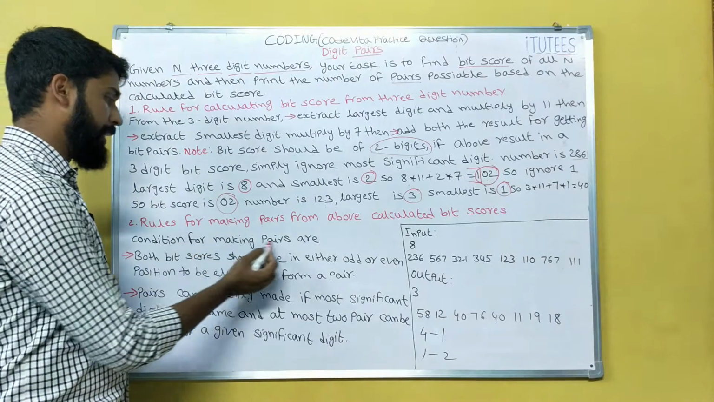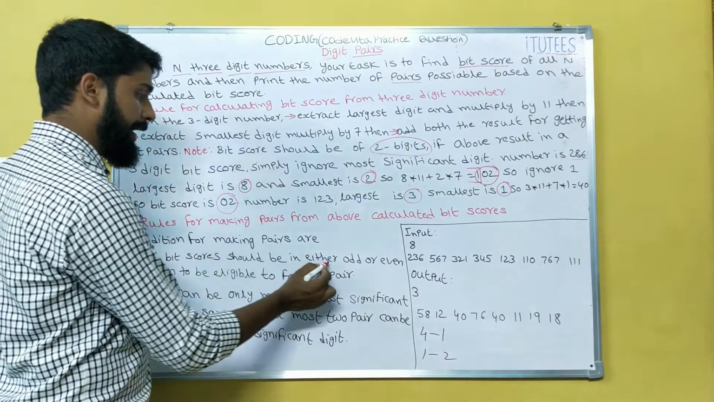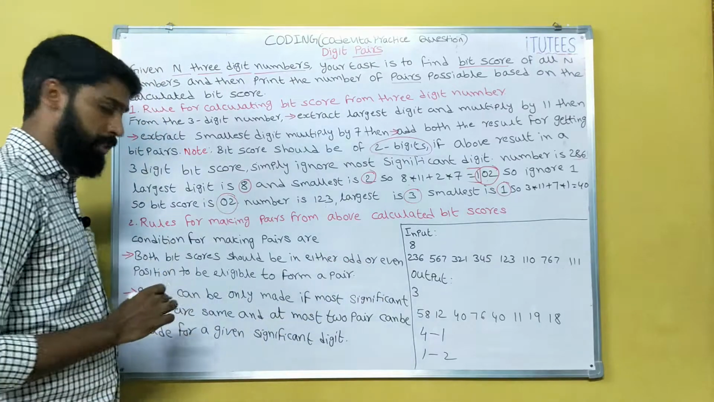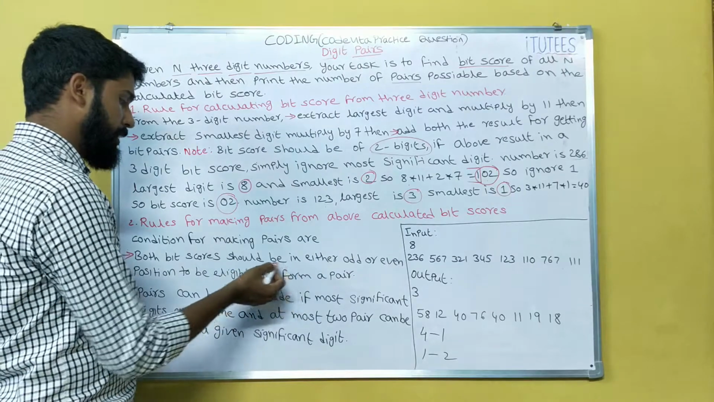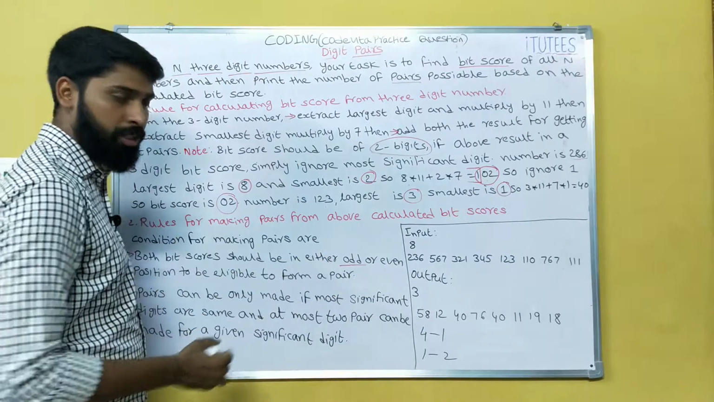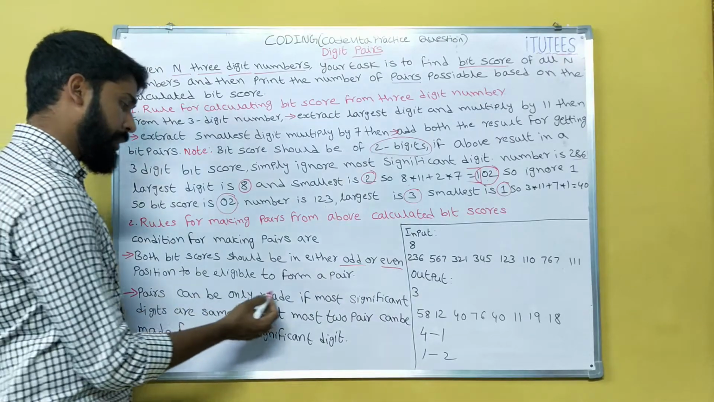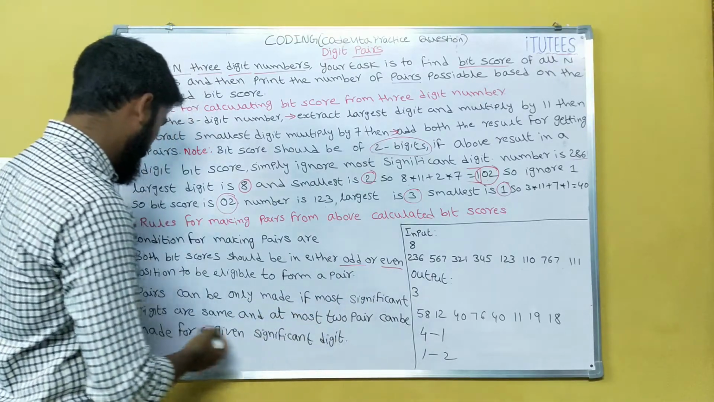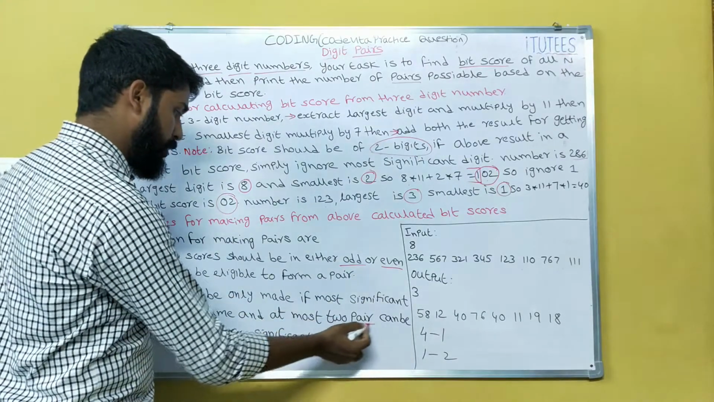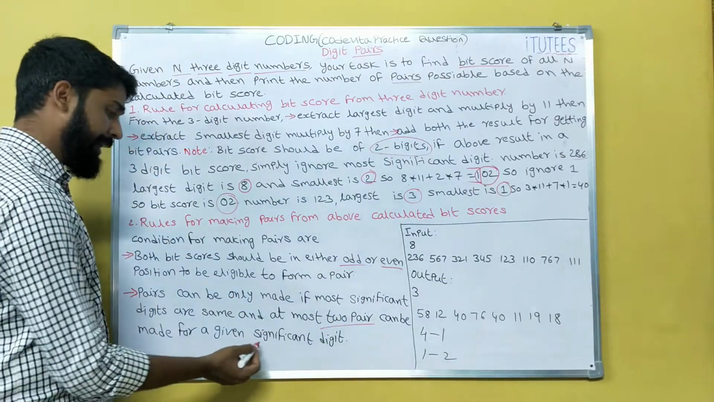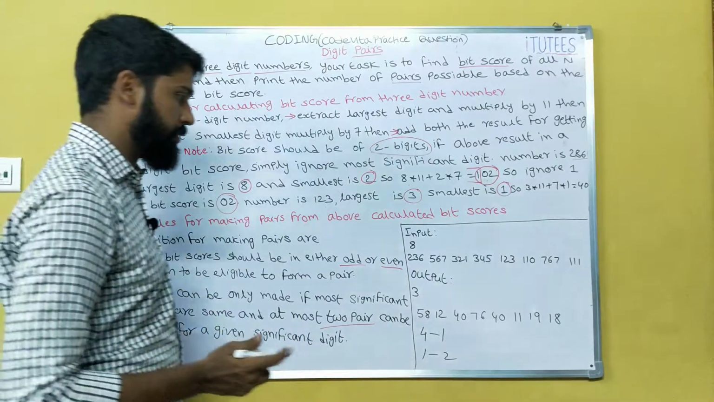The condition for making pairs is that both bit scores should be in either odd or even positions to be eligible to form a pair. So that means either odd position or even position. Pairs can only be made if the most significant digits are the same, and at most 2 pairs can be made for a given significant digit. Okay, so we discuss with one example.